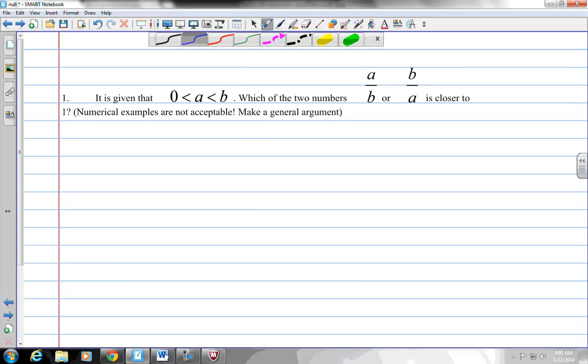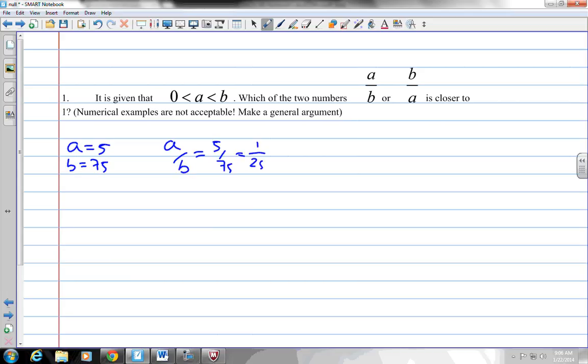Well, how can you measure what's closer to 1? Well, let's do a numerical example, okay? At least we get a taste for it. Give me a value for A, and give me a value for B, and then we'll play. 5 and 75? All right, let's do 5 and 75. So what is A over B? It's 5 over 75, which is 1/25th, right? And what is B over A?